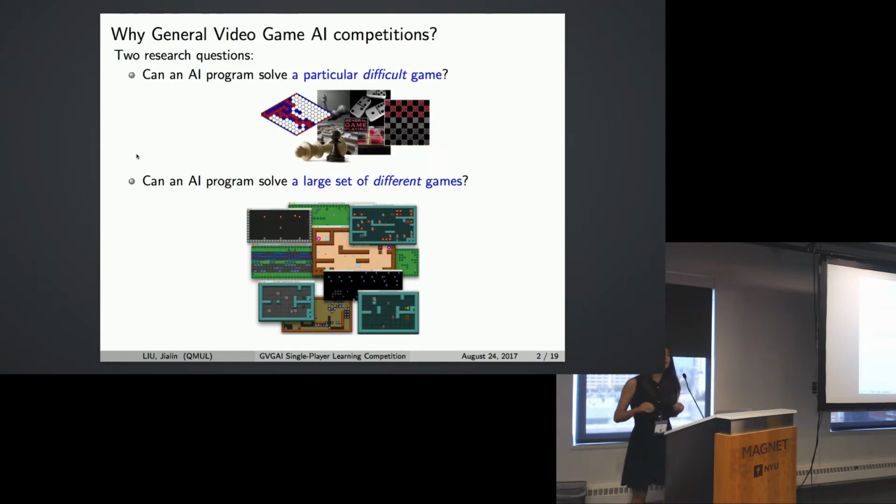So I think many of you have heard about CIG AI competitions, and why we want to organize them. There are two very interesting research questions. The first one is, can an AI program solve a very difficult problem? We all know about chess, the game Go, and there is a lot of research work around StarCraft. We saw a lot yesterday, and Hearthstone, and many other ones. Another question is, can a single AI program solve a large set of different games successfully without intervention by humans, which means achieving general game playing?